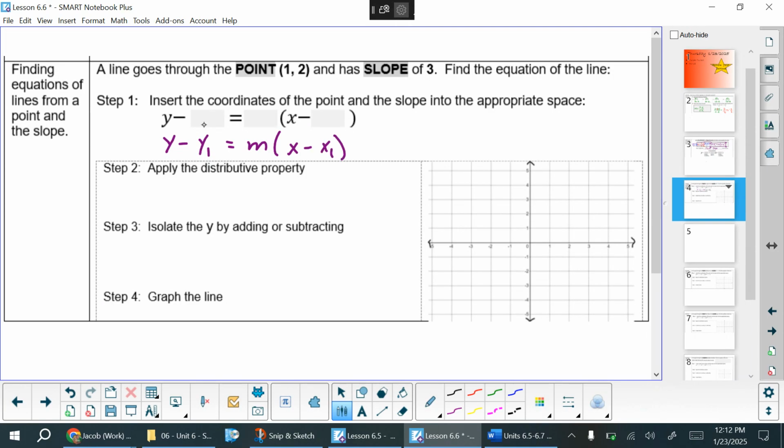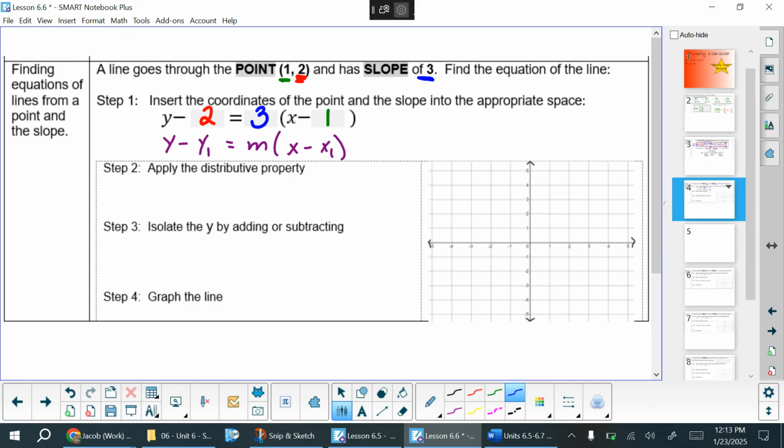And so where the y1 goes, that's just the y coordinate. I'll do a little color coding here. So if that's the y coordinate, I put it there. The x coordinate goes there, and my slope goes in for m. That's point slope form. At that point right now, that is the equation of a line.